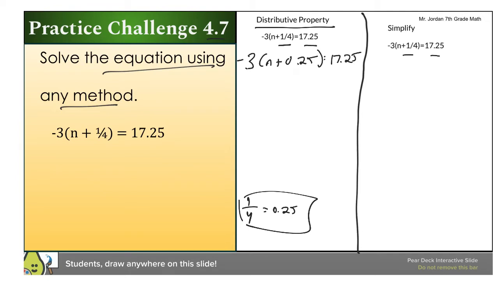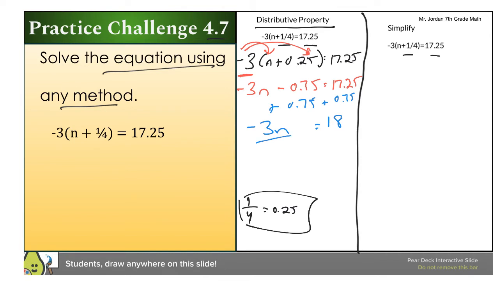So I multiply minus 3 times n, and that will get me minus 3n. Then minus 3 times 0.25, that'll be minus 0.75. That's equal to 17.25. Next, I need to add 0.75 to both sides. So I'm going to have minus 3n is equal to 18. I divide both sides by minus 3, and I'm going to have n is equal to minus 6.